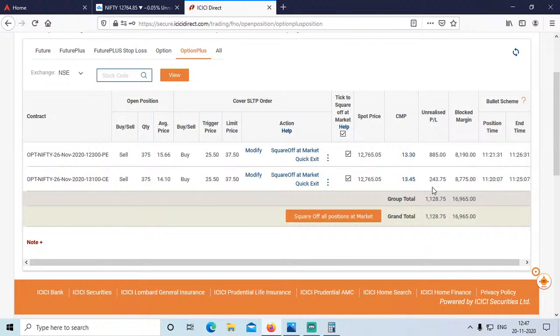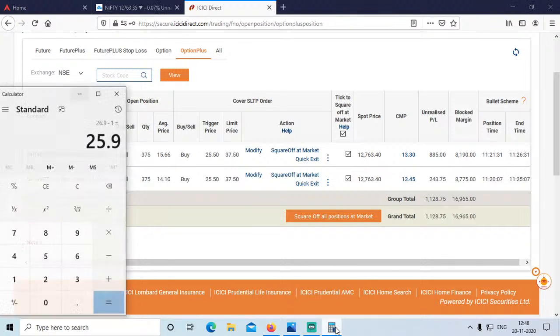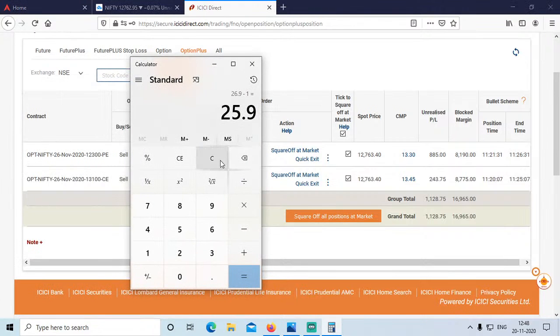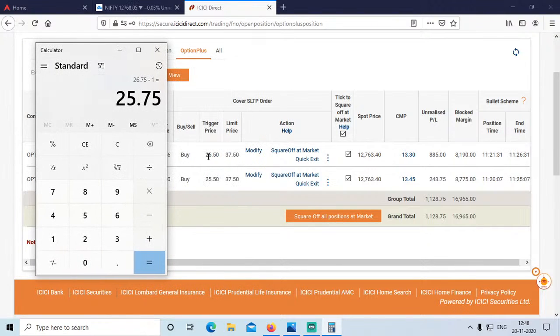So I forgot to check one thing, the current market price. What we should do is check it each and every time and reduce it. 13.3 plus 13.45, 26.75 minus 1, 25.75 should be there. Okay, we are already at 25.50, so it's okay, we are in a safe position only. After some time we will close it.